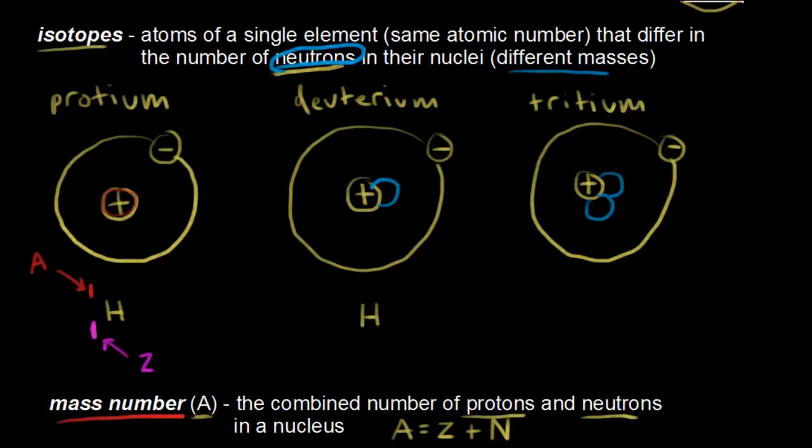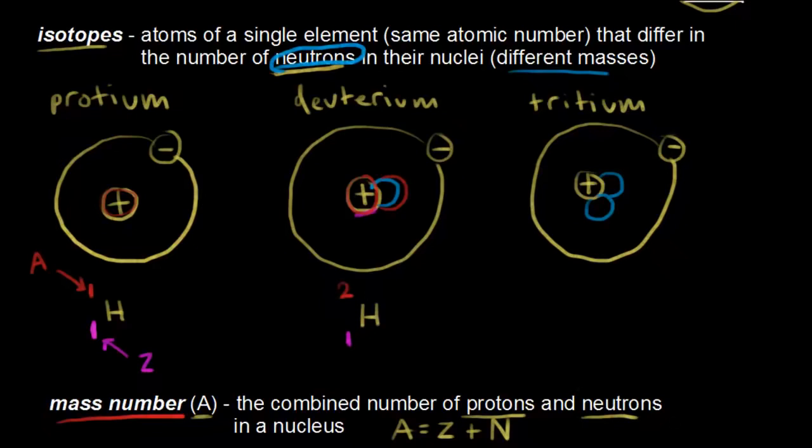There's still one proton in the nucleus, right? One proton in the nucleus, so we put an atomic number of 1. The mass number is a superscript. It's the combined number of protons and neutrons. So we look in the nucleus here, there's one proton and one neutron. So 1 plus 1 is equal to 2. So we put a 2 here for the superscript.